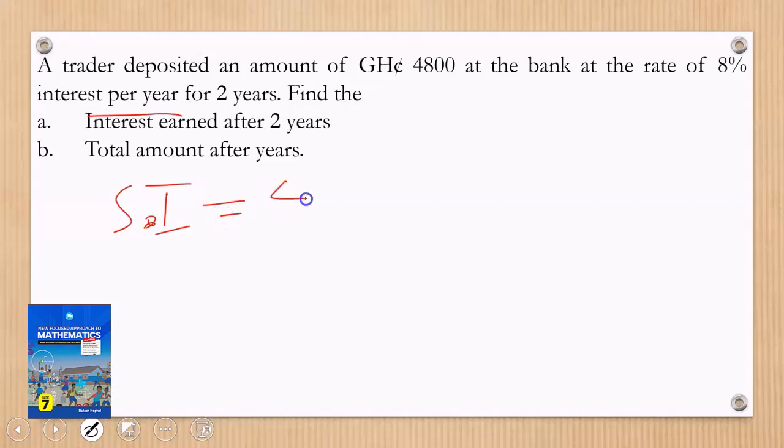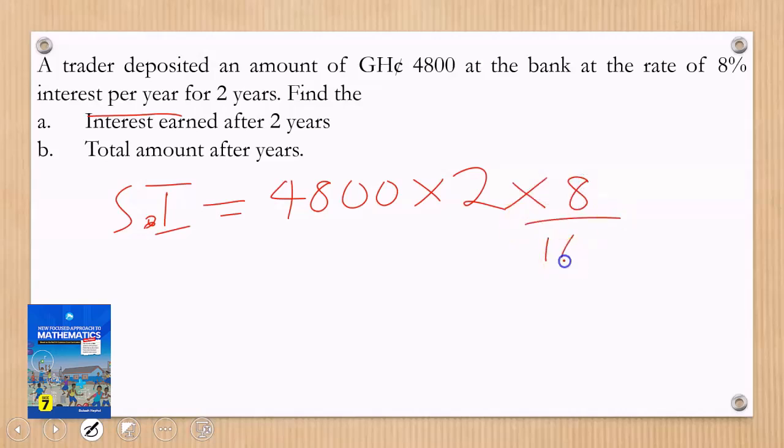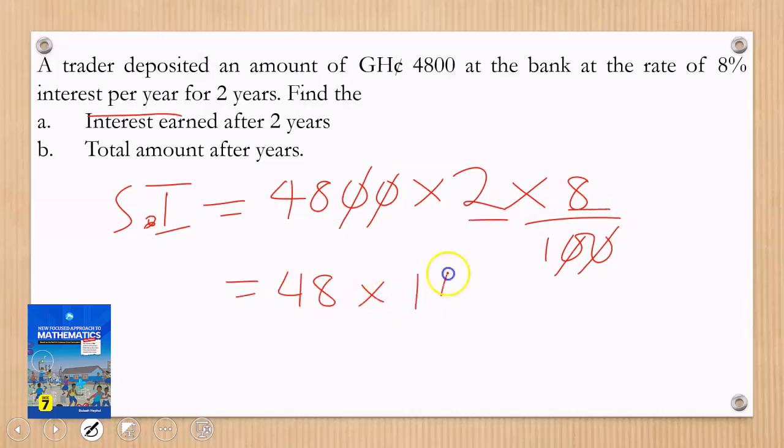So the principal you deposited is 4,800. The time you want the money to stay with the bank is 2 years. The bank promised to give you 8%, so 8 over 100. All right. So now we can calculate to know how much interest you get after 2 years. We can cancel these 2 zeros, leaving us with 48 times 2 times 8, which is 16. We multiply 48 by 16, that should give us 768.